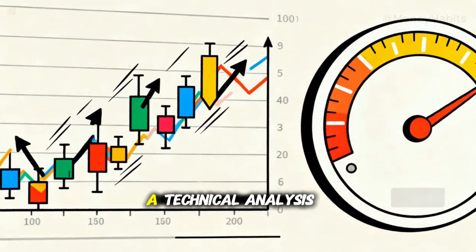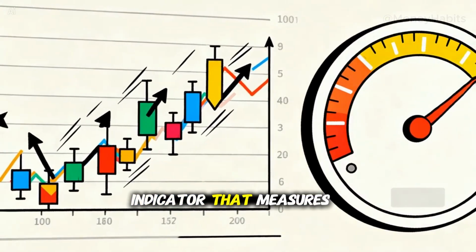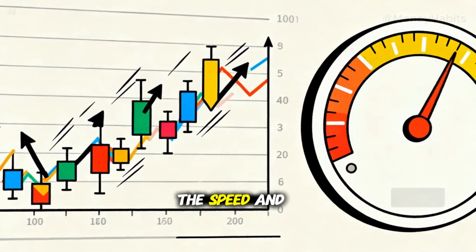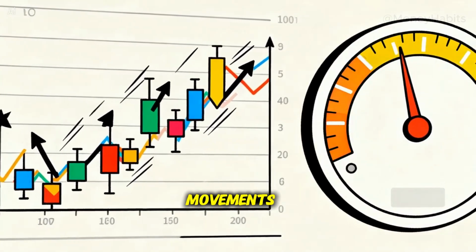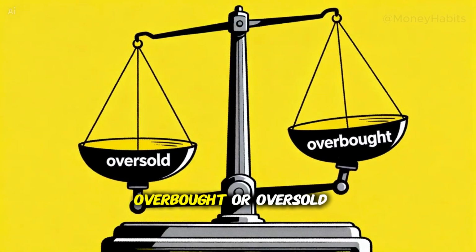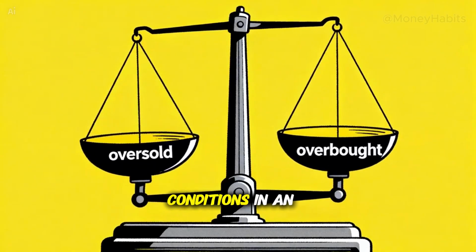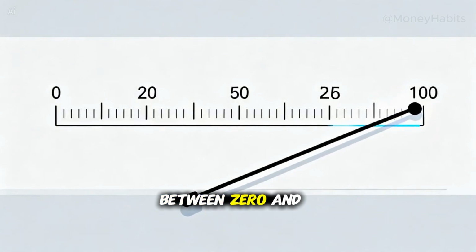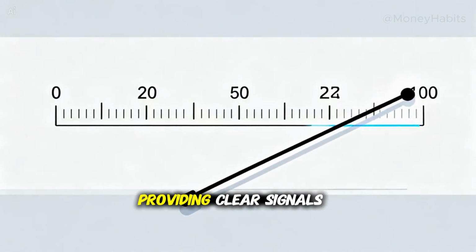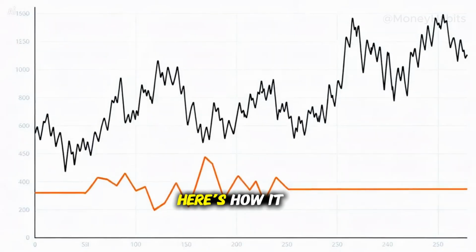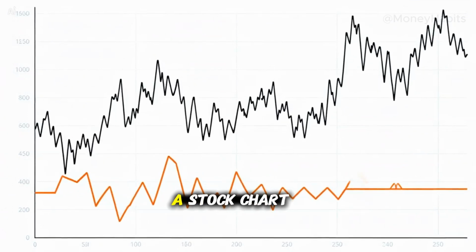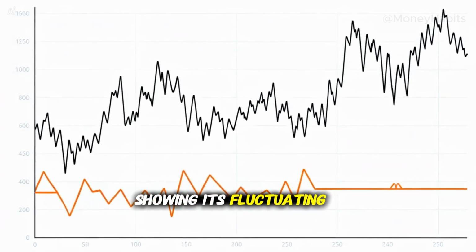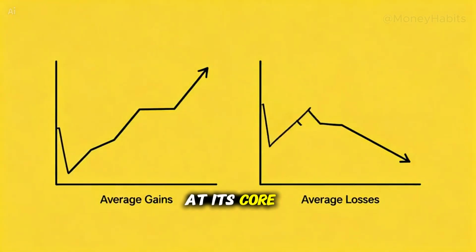The RSI is a technical analysis indicator that measures the speed and change of price movements. It helps evaluate overbought or oversold conditions in an asset's price. The RSI oscillates between 0 and 100, providing clear signals. Here's how it typically appears below a stock chart, showing its fluctuating line at its core.